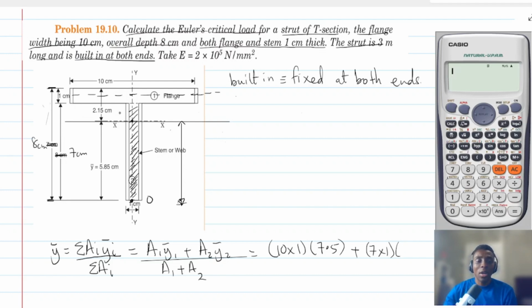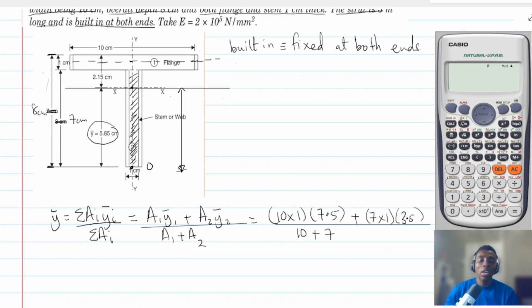Now let's come to y bar 2. So y bar 2 will be halfway through the second one. So it's going to be half of 7, which will be 3.5. Then I divide by the areas, 10 plus 7. Now if I do this, I will get the y bar, which is the distance of the actual centroid of the whole figure. And that's what I will look at when I am calculating the area moment of inertia.